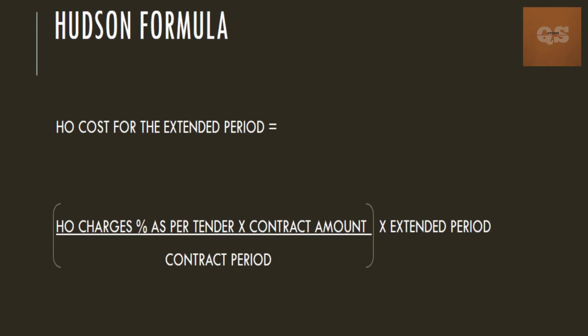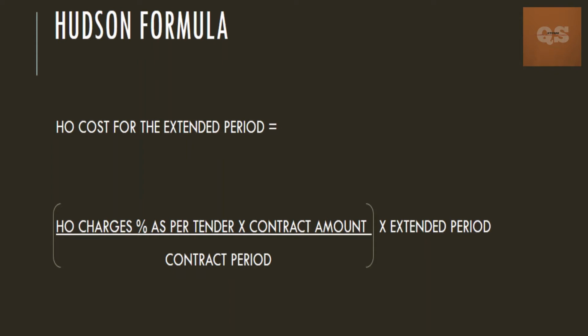Hudson formula. This formula can be used once a percentage has been specified in your tender document and mentioned in your contract. Using that percentage, you can calculate your head office charges. This will be the percentage that you use while costing your entire project, and the same percentage can be used to calculate your head office charges for your extended period of time.